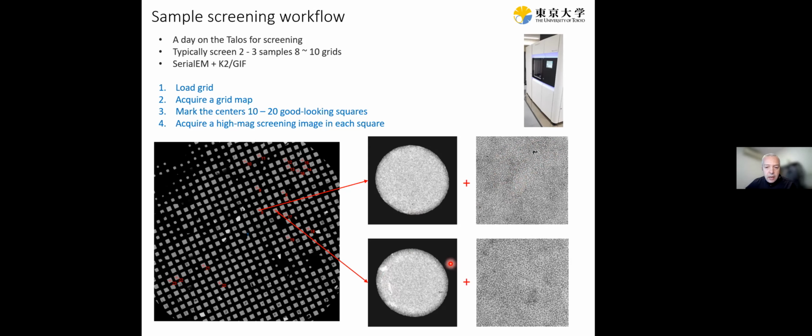In another square, the ice looks very similar to this one, but if you look, we have a nice particle distribution with just a little bit of gap between the particles. So this would be an ideal place to collect.